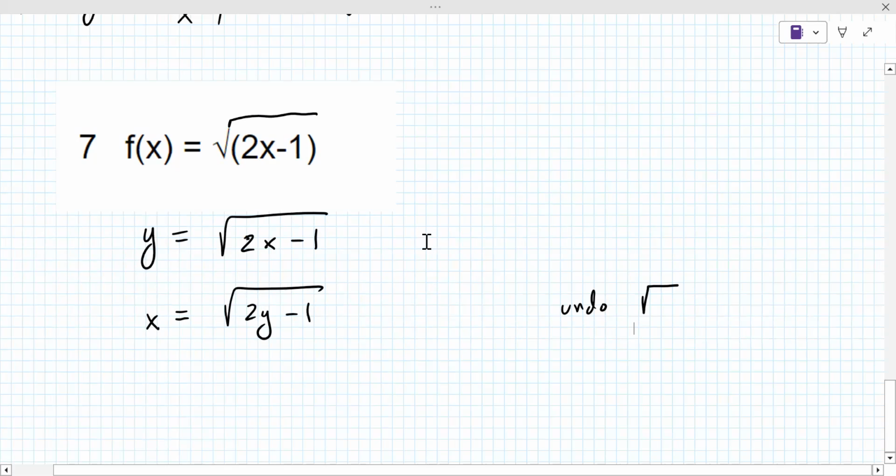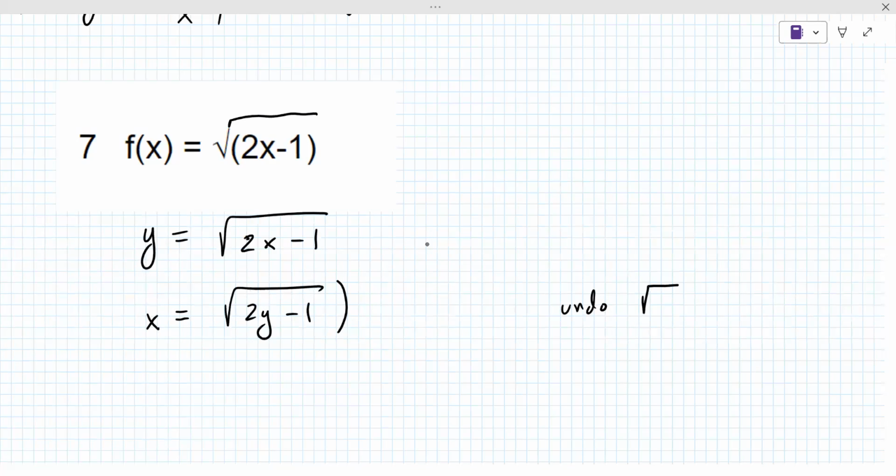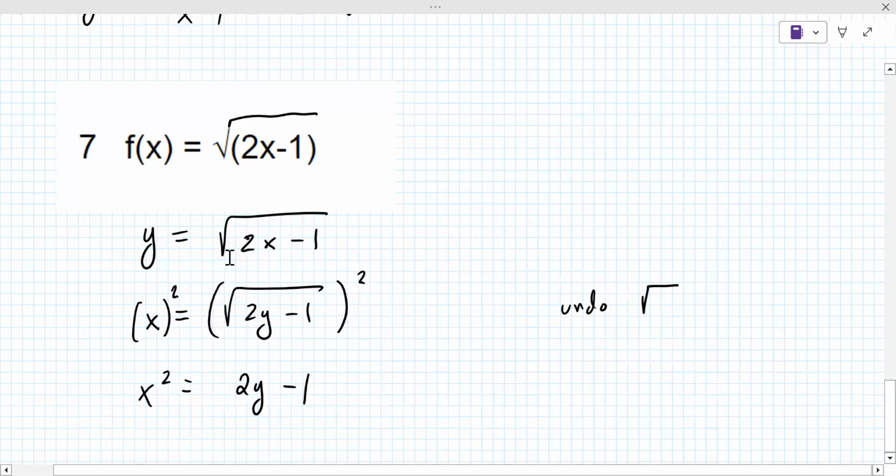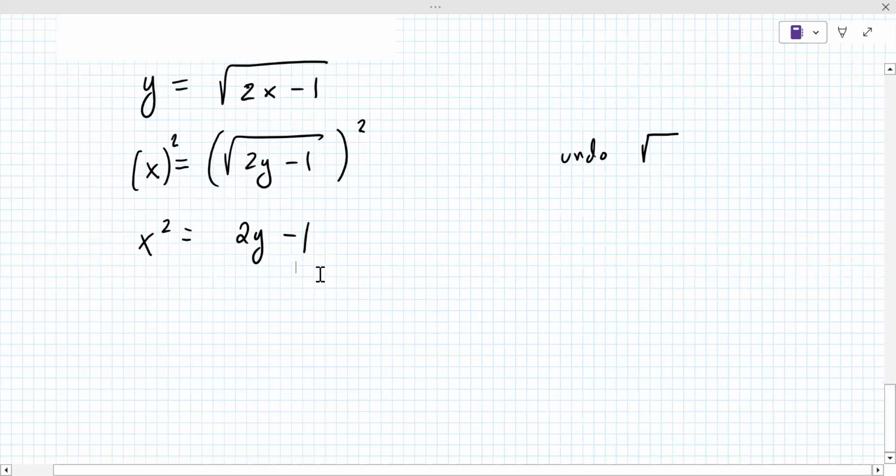Yes, you square both sides. So on the left, it's x squared. On the right, it undoes the square root. Okay, so would you try solving for y from here? Basically two steps to get to that point. Give that a try and let me know what you come up with.